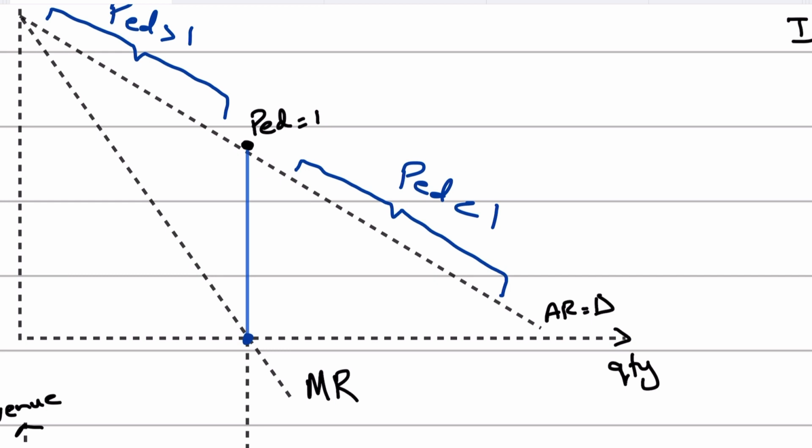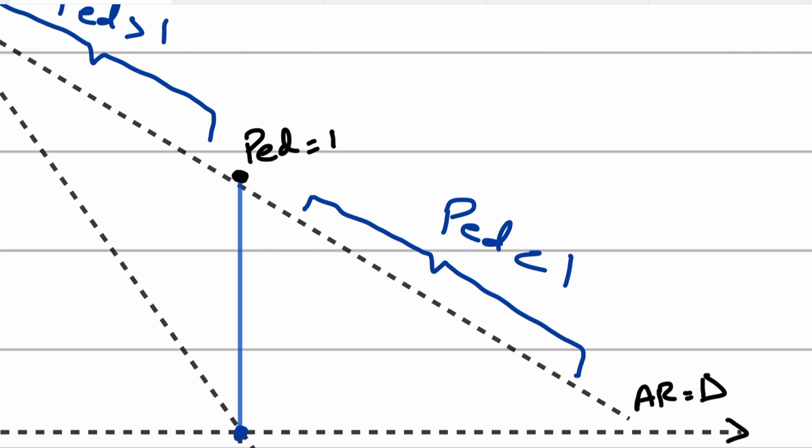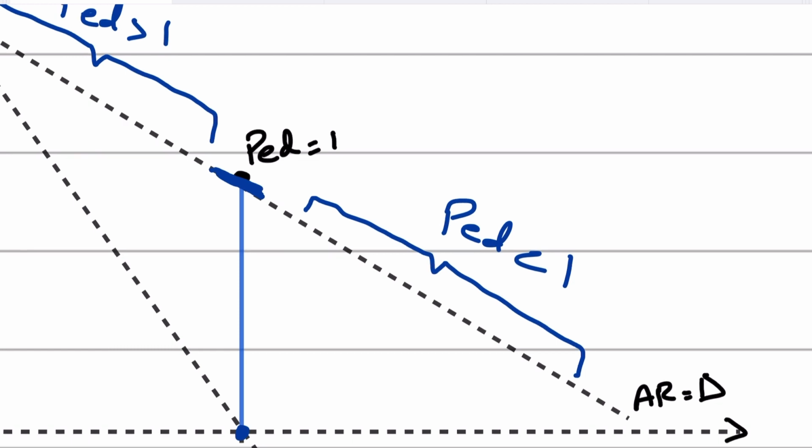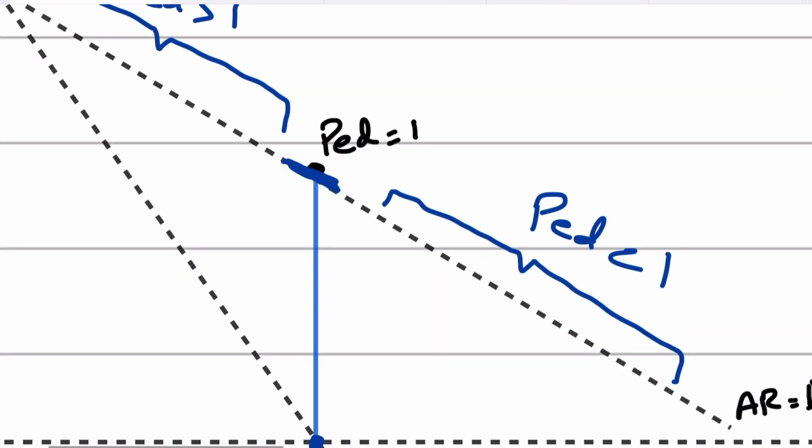But it's not actually a point where your PD is equal to 1. It's actually a range, because it's a range of quantity. Like you could say maybe this range, right? So it's a small range, which is this range where your PD equals 1. It's equal to unity.